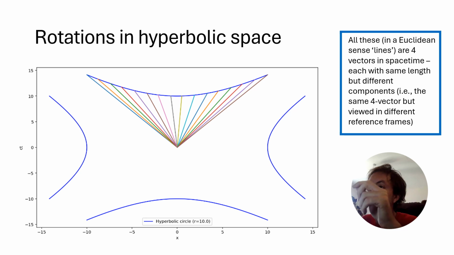such that the end of the four vector touches a point on this hyperbola, the hyperbolic version of a circle. And so each of these lines represents a vector with the same length, but the vector looks different because the components of the vector are different. The time component, along the y-axis, and the spatial component, along the x-axis, are different for each of these four vectors. But it's really the same four vector, just when we've rotated our space-time axes, so its components look different.